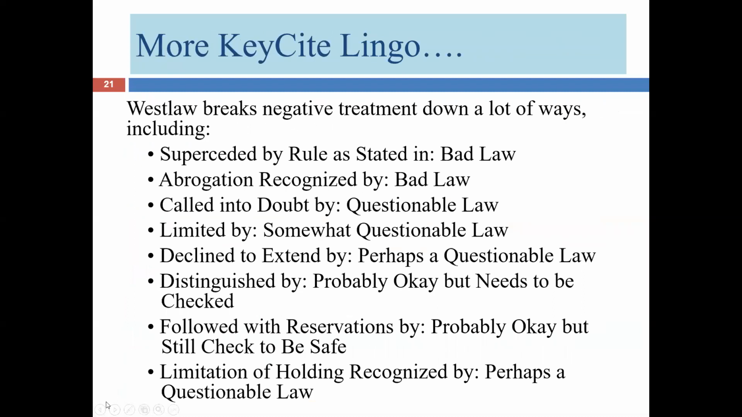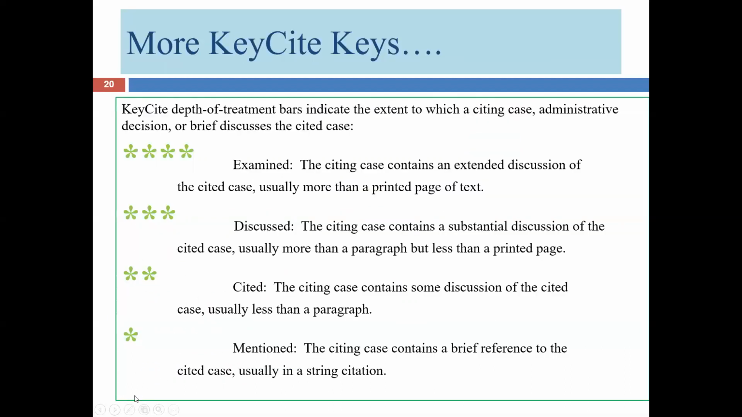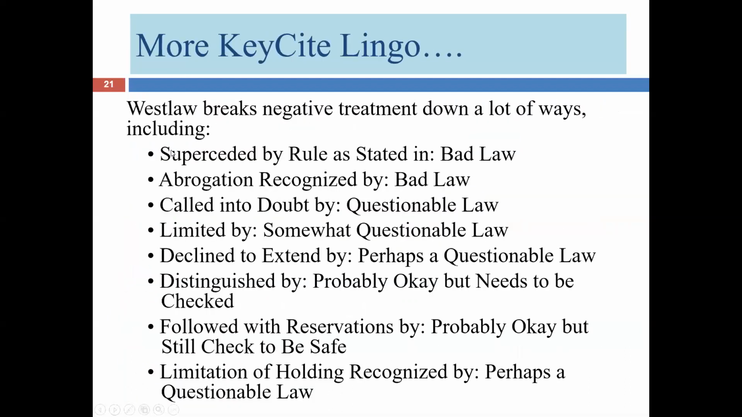Within that yellow flag and red flag terminology, Westlaw does offer more granularity, and you can see this one. We have superseded by law as stated in. So when something is superseded, you can't cite that. That's going to have a red flag. But in addition to having a red flag, it's going to have this description associated with it. In a way, if it has a red flag, you don't necessarily care why it has a red flag.